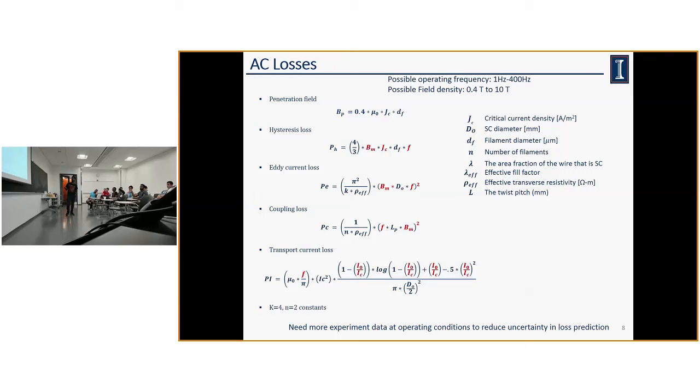Okay, yeah, that's one of the reasons for that. You see that here we have Bm and f. So you can see that when the frequency goes high, the hysteresis losses will go high, right? Yeah.